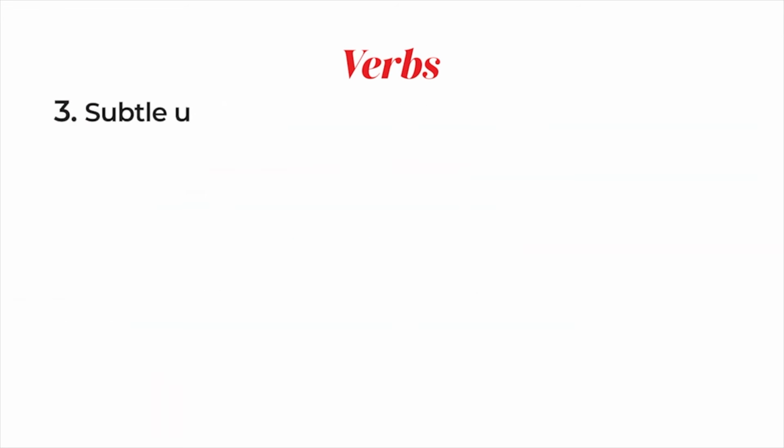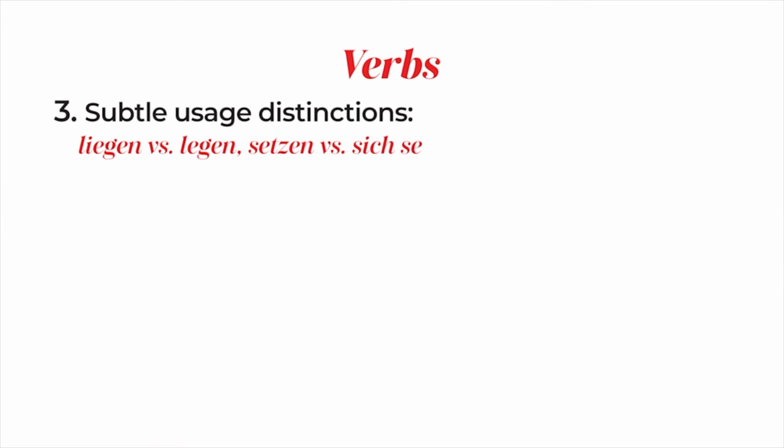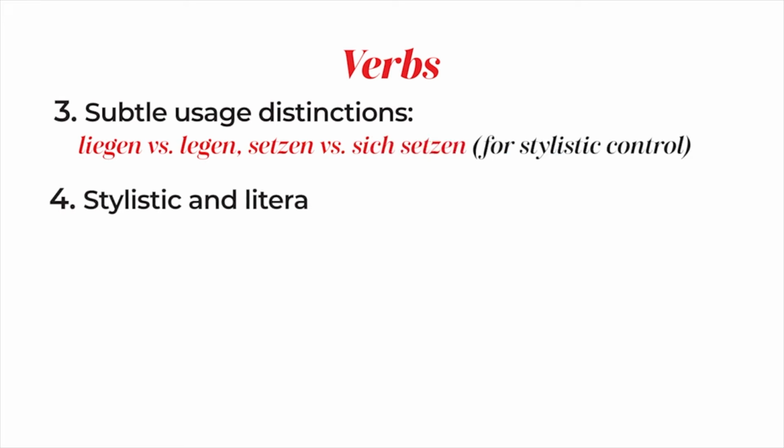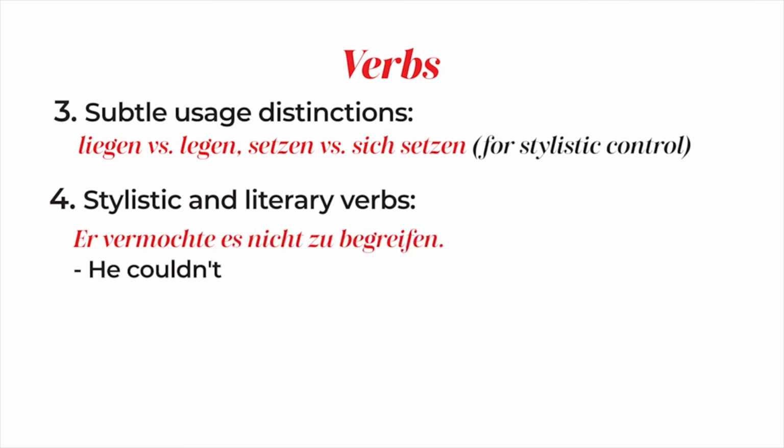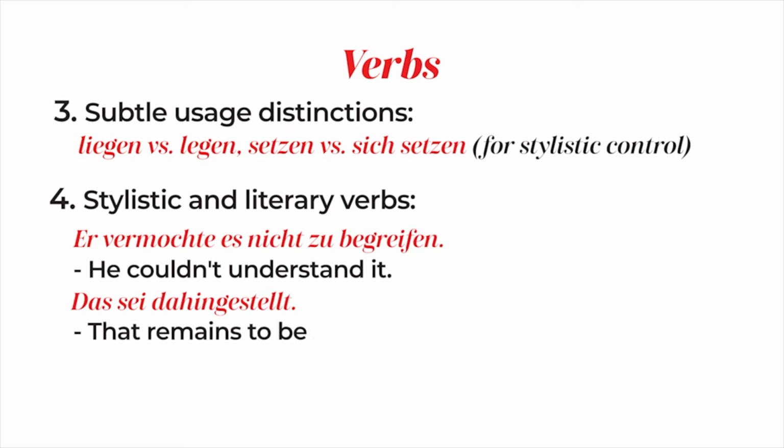Subtle usage distinctions, such as liegen versus legen or setzen versus sich setzen, but you're using it for stylistic control. Stylistic and literary verbs. Er vermochte es nicht zu begreifen. He couldn't understand it. Das sei dahingestellt. That remains to be seen.